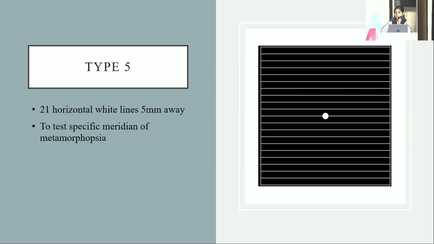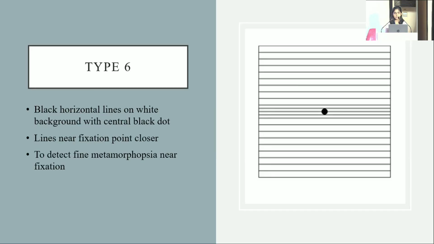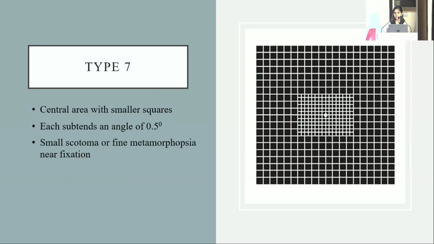Type 5 has 21 horizontal lines, which help to check specific meridians for metamorphopsia. So we can turn the chart and they can check for metamorphopsia. Type 6 and type 7 have lines closer to the fixation point, so they detect fine metamorphopsia near fixation. They subtend an angle of 0.5 degrees.